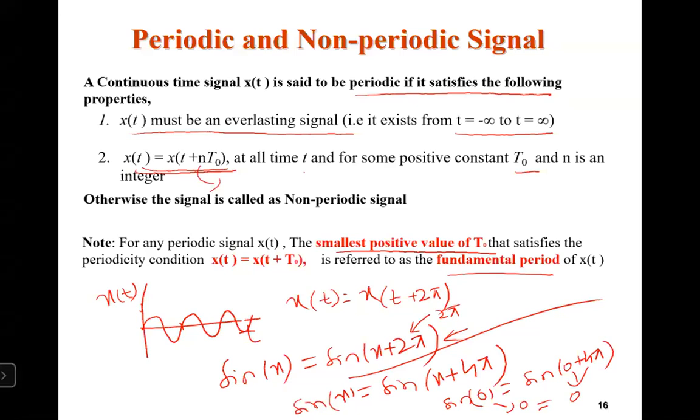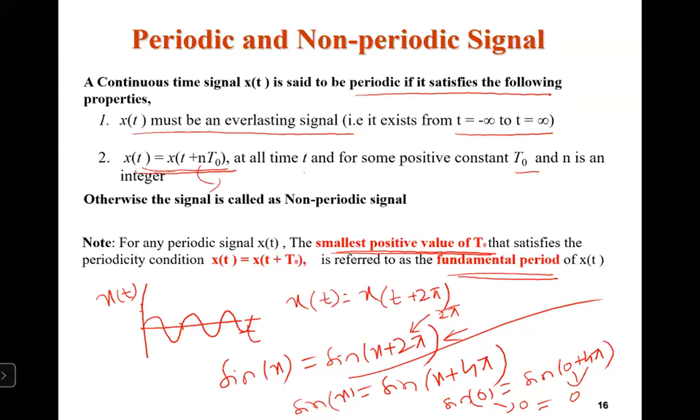But as the name indicates, the smallest possible value of t0 which satisfies the periodic condition is called the fundamental period. So which is the smallest value? Is there any value smaller than 2 pi which satisfies the periodicity condition in a sine wave? No, sir. Because the sine wave is repeating after 2 pi, that's why 2 pi is the minimum value. So 2 pi is the fundamental period of a sinusoidal wave.